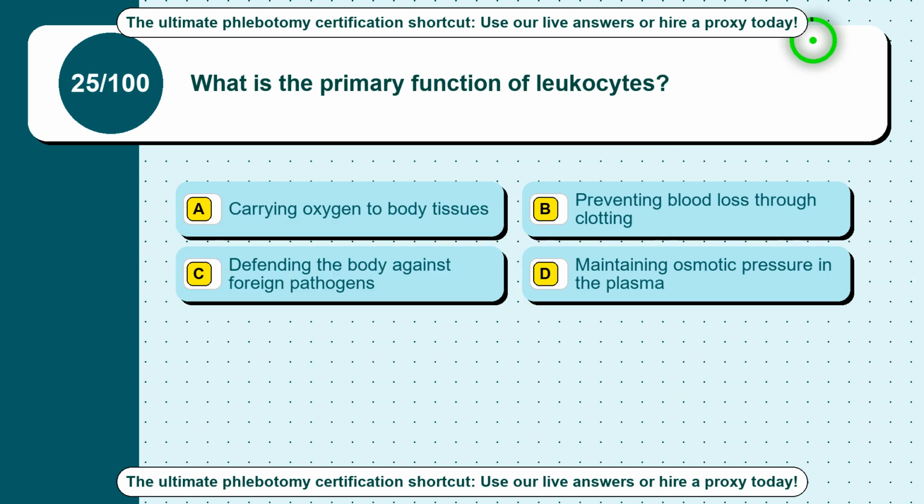Question 25. What is the primary function of leukocytes? Option A, carrying oxygen to body tissues. Option B, preventing blood loss through clotting. Option C, defending the body against foreign pathogens.